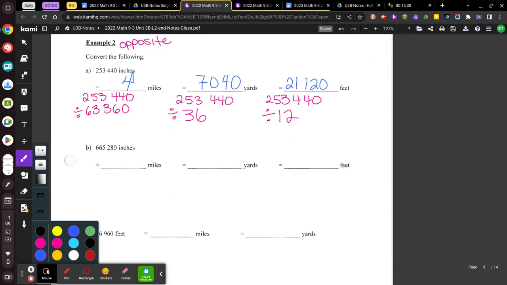Okay, so we're dividing this time. The very next question is the exact same process. You're going to take the numbers and divide by the same numbers we did in letter A. I'll give you a few minutes to get that done.